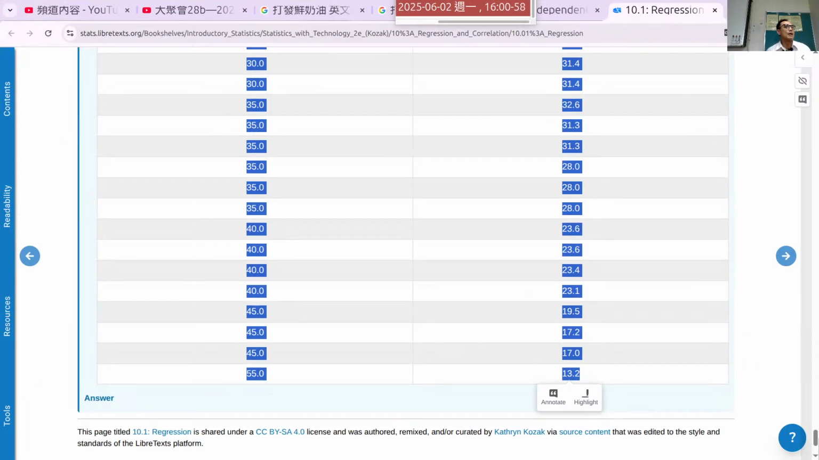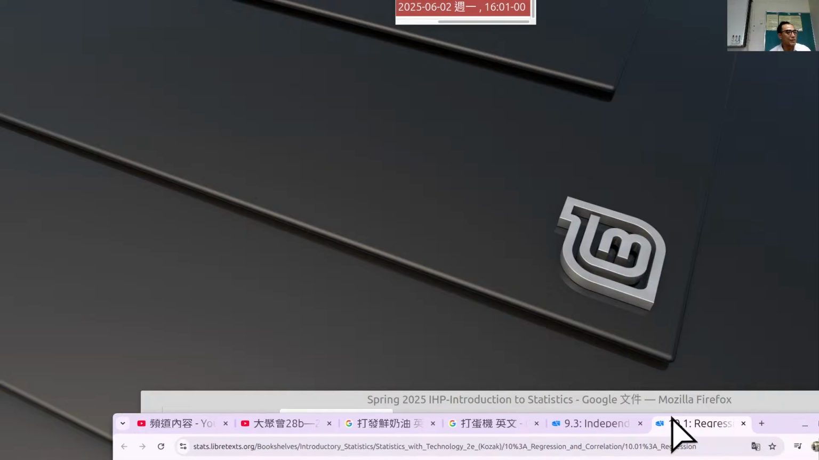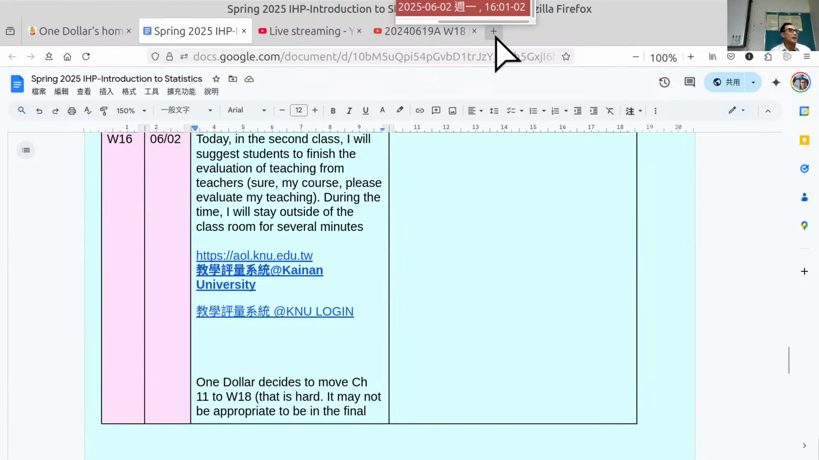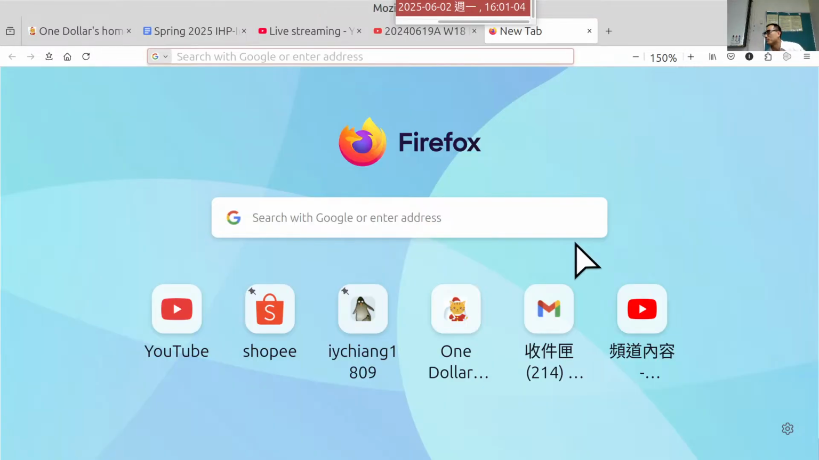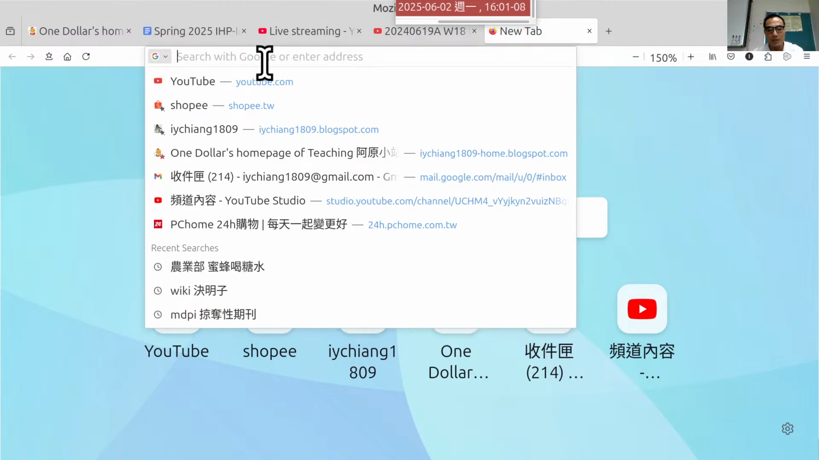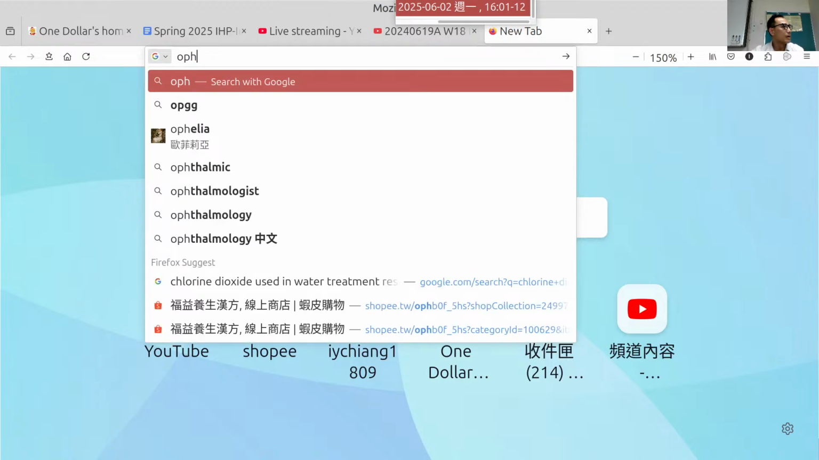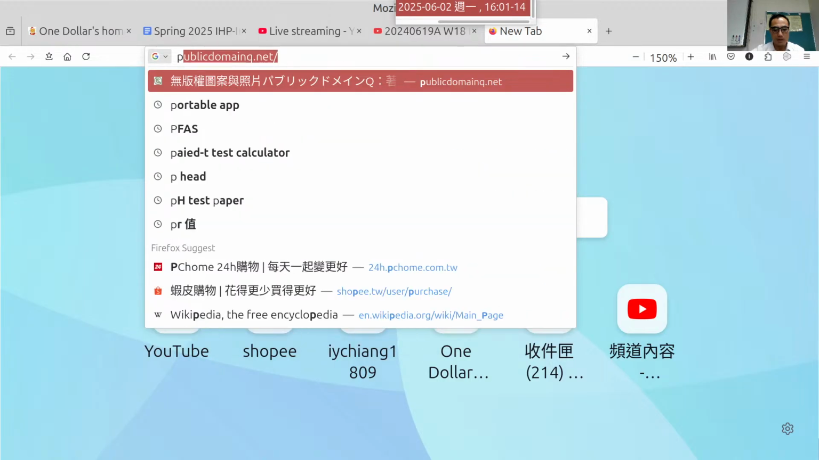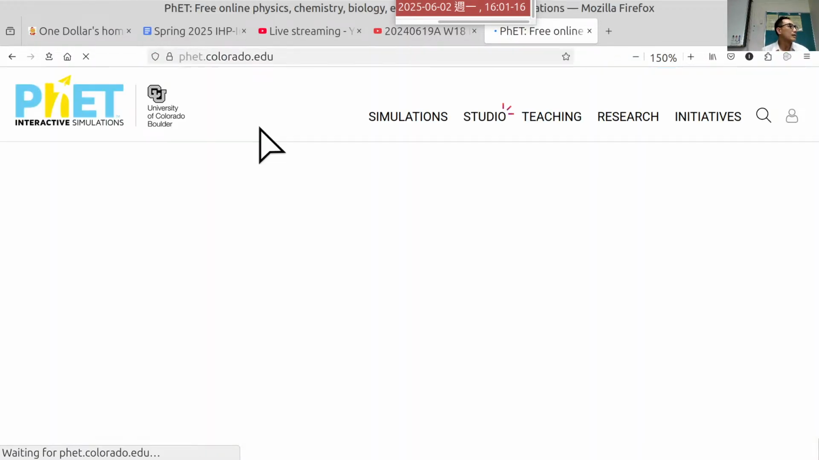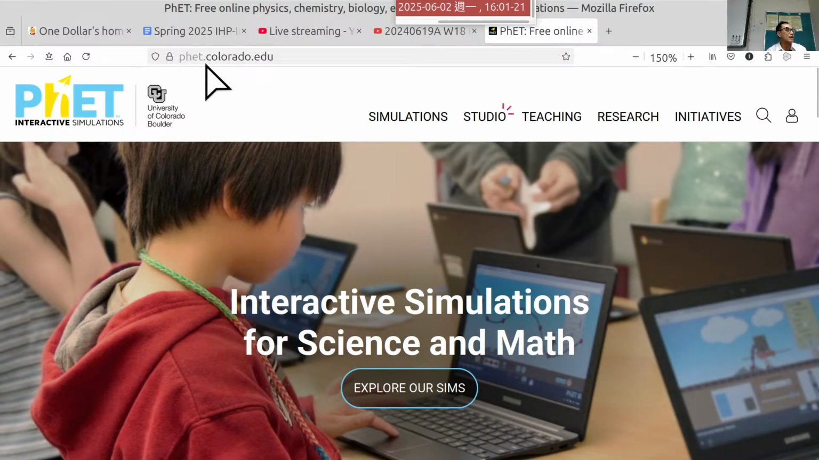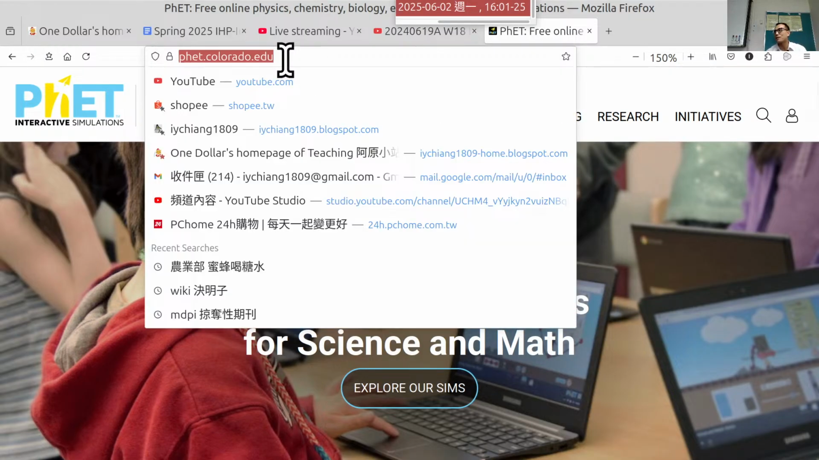Okay, we can have some easy part. If you have your computer, please do this. Please open a search engine and type PhET. You will find phet.colorado.edu. Please visit the website.